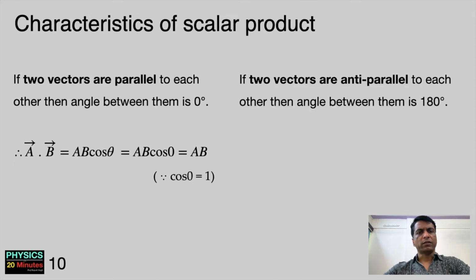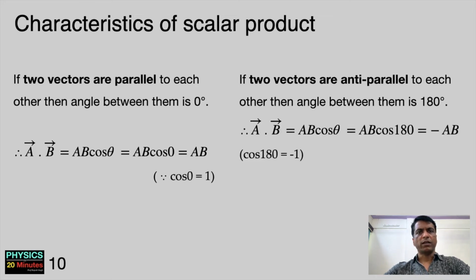What happens if the vectors are anti-parallel? That is, angle between them is 180 degrees. In this case, A dot B is equal to AB cos theta, which is equal to AB cos 180, which is minus A into B, since cos 180 is minus 1. So if the two vectors are anti-parallel, the scalar product between them is minimum.